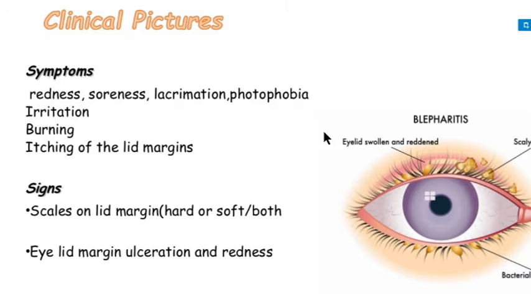Clinical picture. We come to the symptoms. The symptoms basically involved, as I told you, are redness, soreness, lacrimation, photophobia, irritation, burning, itching. So these are the main symptoms. Signs: we have the scales on the lid margins, we have the eyelid ulceration and redness, right? In the picture, as you can see, the eyelid is swollen and redness is there, and scaly scabs you can see. So this is basically a picture of blepharitis, right?